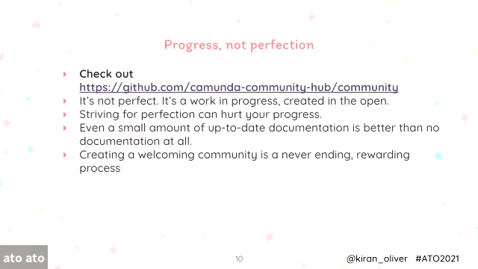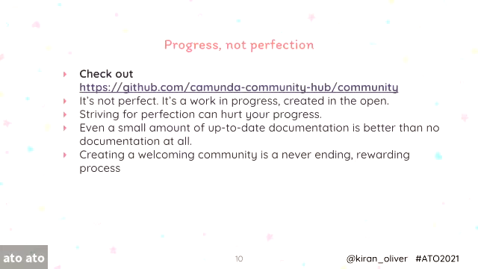The key thing to remember is progress, not perfection. So if you go to github.com and visit the Camunda-community-hub/community, you'll notice that that repository is far from perfect. That's okay. It's a work in progress and it's created in the open. So having that created in the open means that we're able to not only get feedback from maintainers and our community members, but we can get feedback from fellow Camunda employees as well.